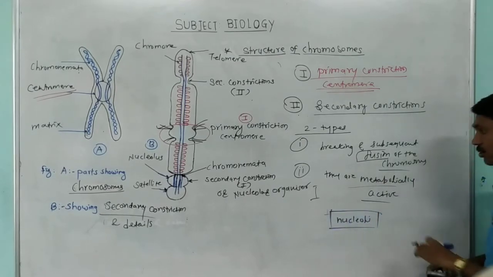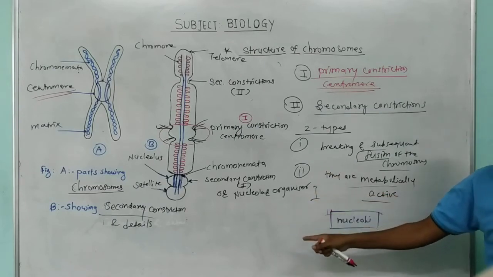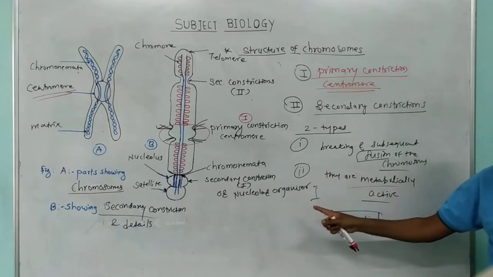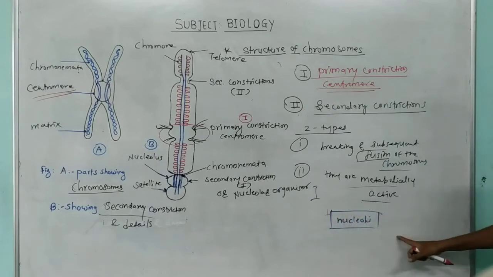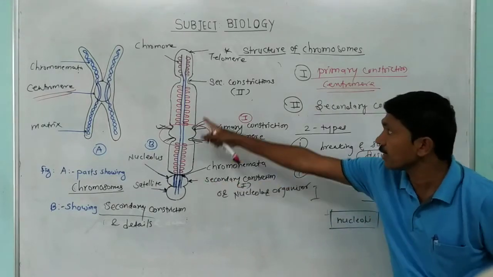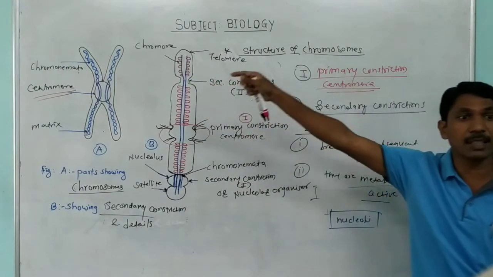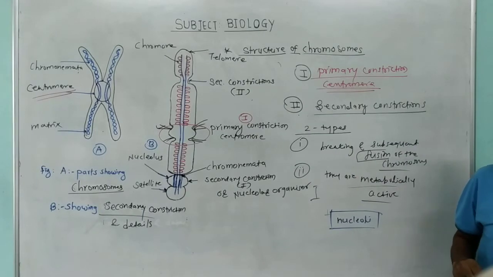They give rise to nucleoli during the interphase of the cell division. That is the secondary constriction. Here, secondary constriction first and secondary constriction second. Okay, that's all about the secondary constriction.